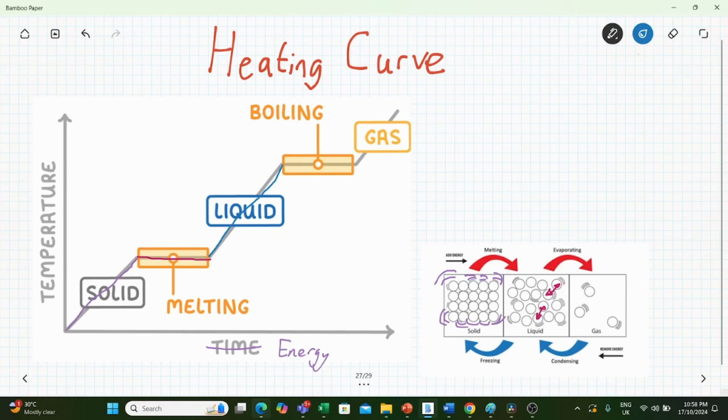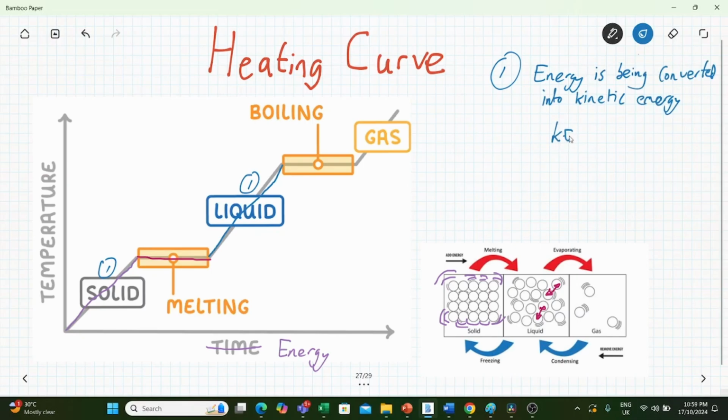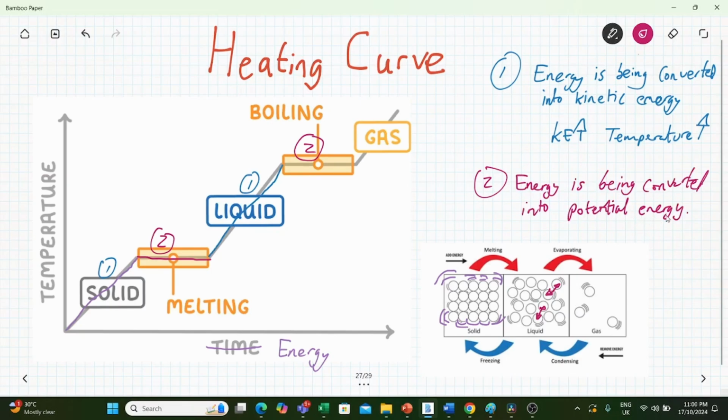So let's write that down. We're going to call this part 1, and I'm going to call this part 1 as well. And for 1, the heat energy is being converted into kinetic energy. And as kinetic energy goes up, the temperature also goes up. And I'm going to call the other part number 2. So this is number 2. And I'm going to call this number 2 as well because the exact same thing happens over there. So on those flat parts, the energy is being converted into potential energy. And as a result, the temperature doesn't go up because the particles are all moving the same speed. And then when it's a gas, as much energy as you put in, it just gets converted into kinetic energy and it just gets hotter and hotter.